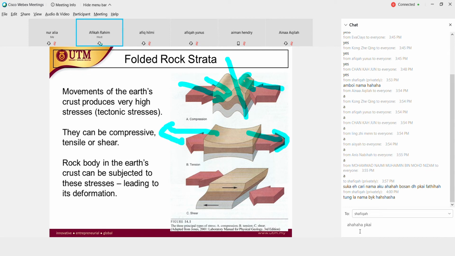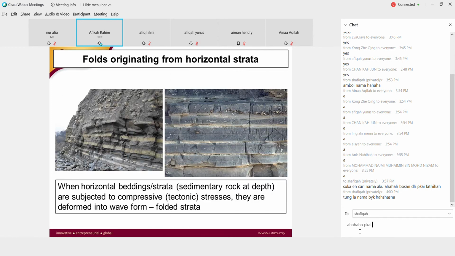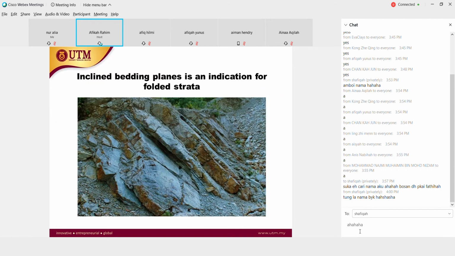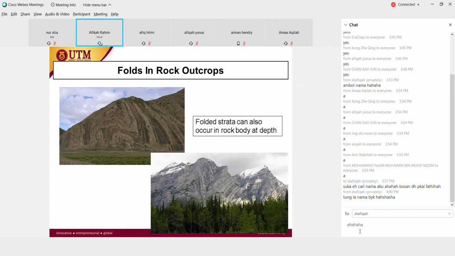Next, we move on to the fold. When horizontal or bedding strata, especially sedimentary rock at depth, are subjected to compressive tectonic stress, they are deformed into a waveform. We call it folded strata, or fold. You can see it from here. I think I've explained this in the very first lecture.